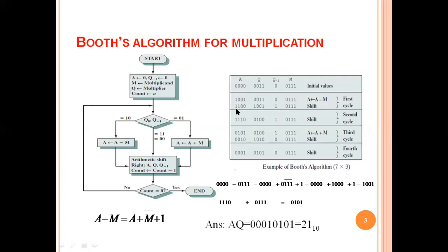So this one will be copied here. Clear? Arithmetic right shift means we have to right shift the whole value and check what is the extreme left value. If the value is 0, we put 0. If it is 1, we put 1. As it is 1 here, we are putting 1 in this position. So the first cycle is complete.